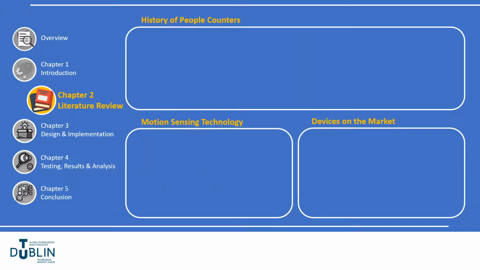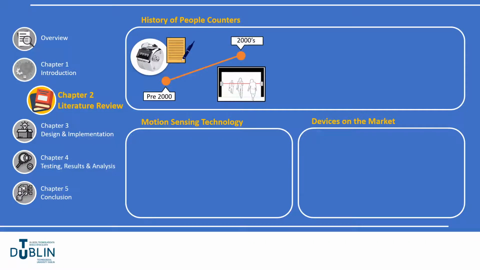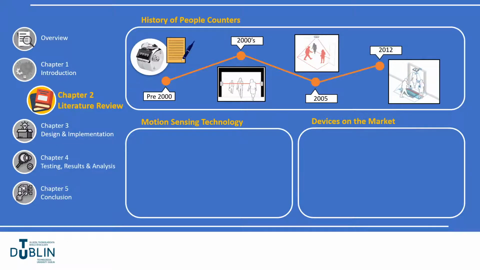History of people counters. Manual people counting was the main form of people counting prior to the year 2000. The first generation of electronic people counters became available in the early 2000s. These were mostly infrared beam counters. The second generation became available around 2005. These people counters used thermal imaging technology to count people. The most recent generation of electronic people counters became available around 2012. These people counters use advanced video imaging technology along with Wi-Fi signal detectors.